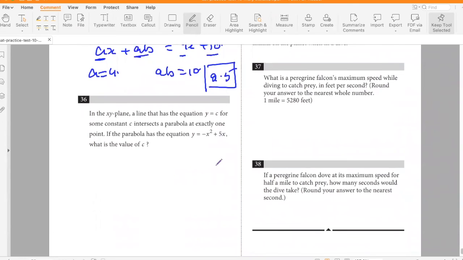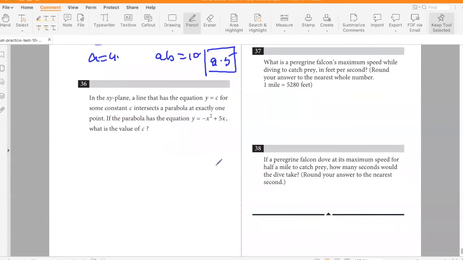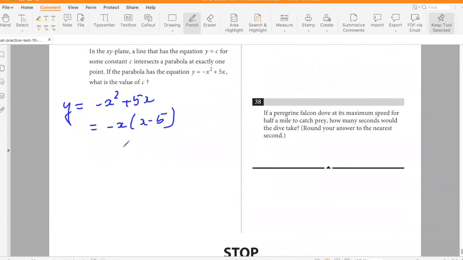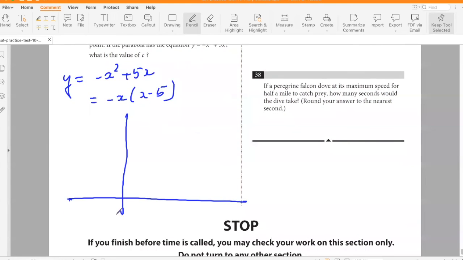In the xy plane, a line that has the equation y equal to c for some constant c intersects a parabola at exactly 1 point. If the parabola has the equation y is equal to negative x square plus 5x, what is the value of c? Okay, so y is negative x square plus 5x. So if I take negative x outside, I get x minus 5. So the x-intercepts are 0 and 5, and the leading coefficient is negative. So this will look like this, right? Where this is 0 and this is 5.